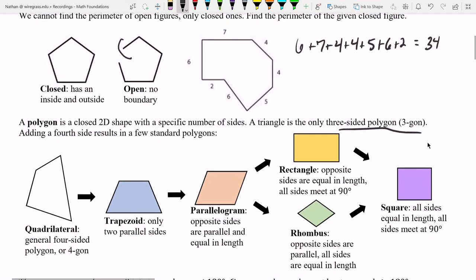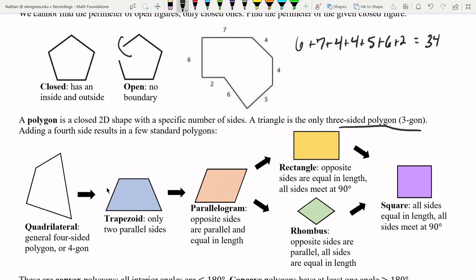Now, for four-sided shapes or four-sided polygons, we have this kind of labeling structure that we can follow. A general four-sided polygon or fourgon is called a quadrilateral, quad meaning four. And then we can get a little bit more specific. If we take two of these sides here and we make them parallel, so this side is parallel and this side is parallel, meaning they go the same direction, then we have a trapezoid.